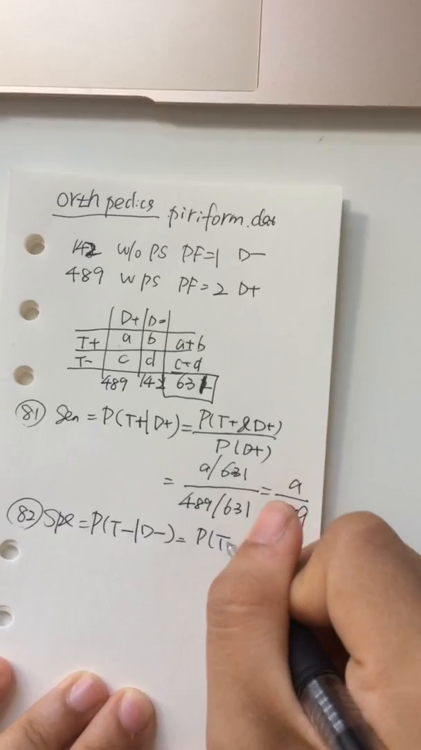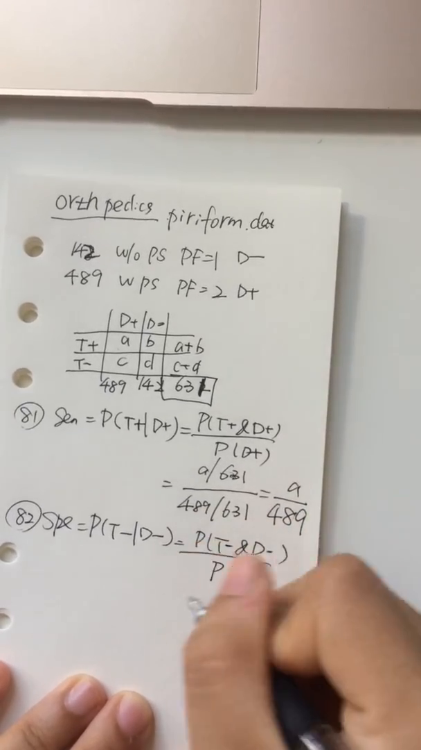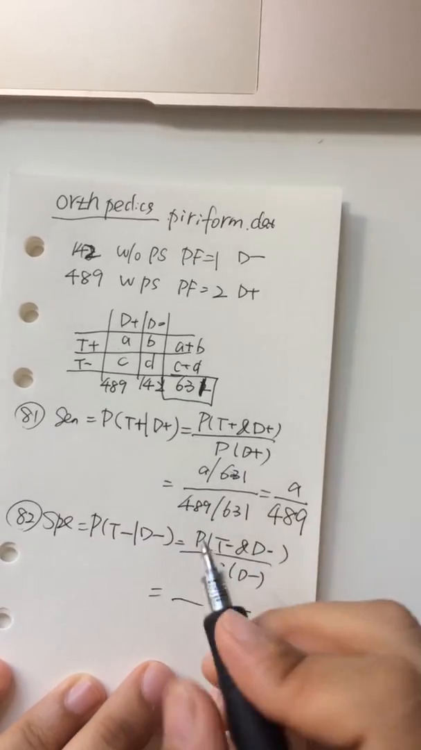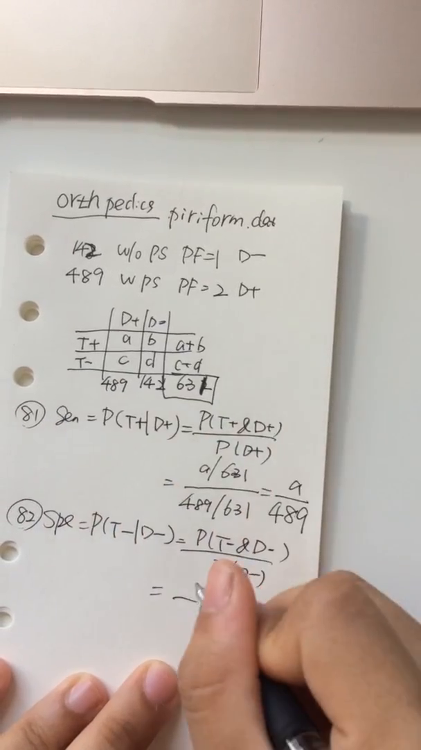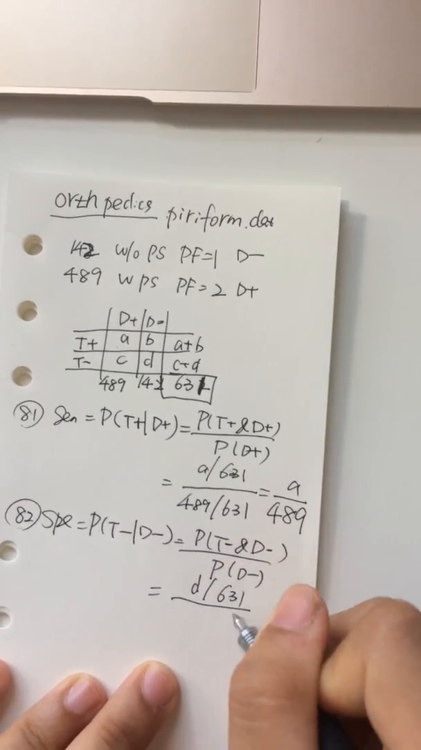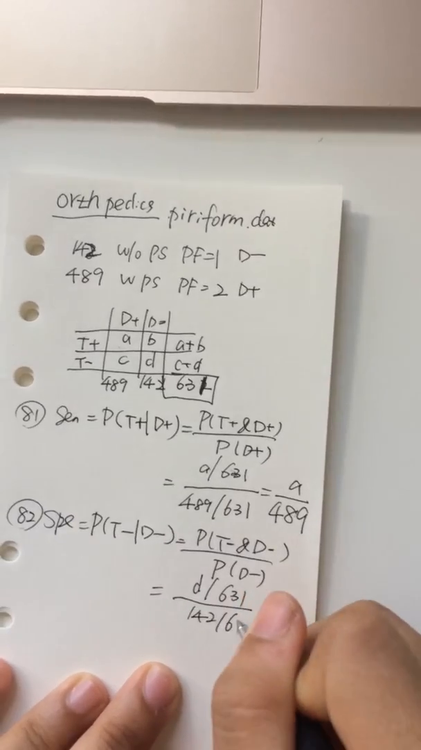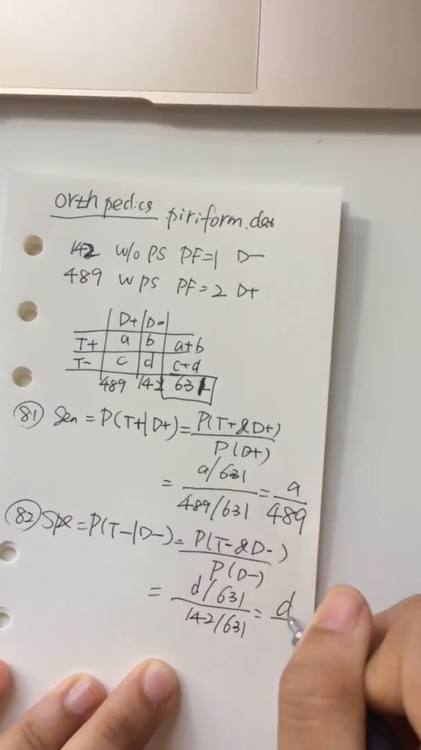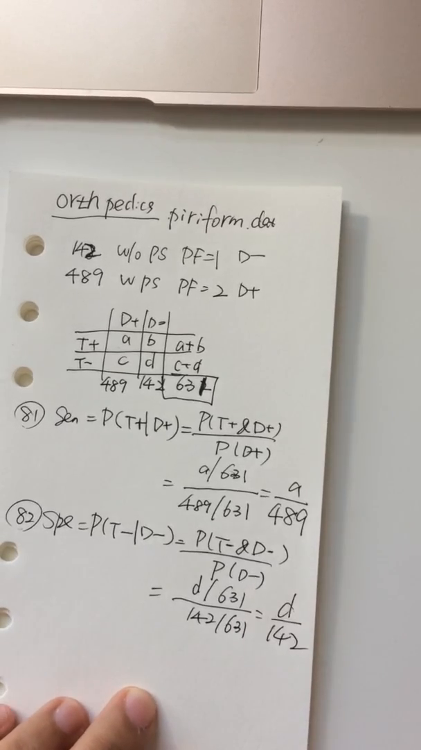For Q2, specificity, that will be the probability that the test is negative and there's no disease. So what is this part? It's here, right? So it's D over this, D over 142. Yeah, 142.